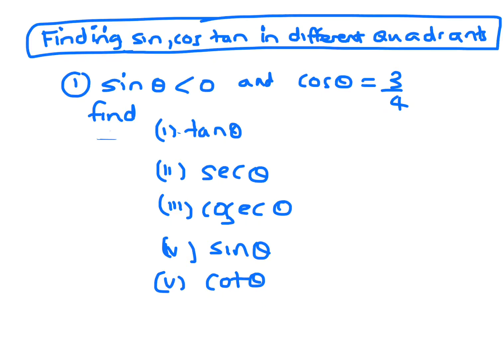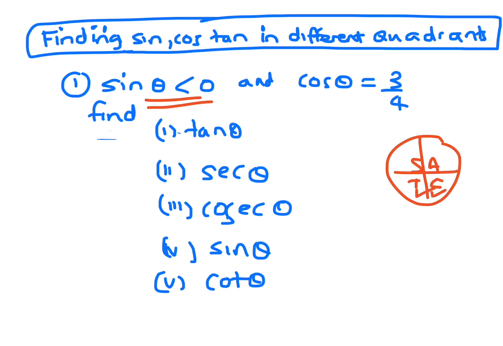Okay, so sine theta is less than 0, cos theta equals 3/4. We want to find tan theta, sec theta, cosec theta, sine theta, and cot theta. So first of all, we have to look at what quadrant theta is actually in. So sine is less than 0, that means sine is negative. So all stations to cos. So that'll be in quadrant 3 and quadrant 4.